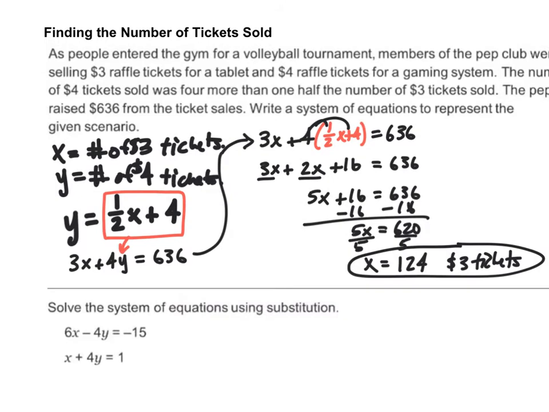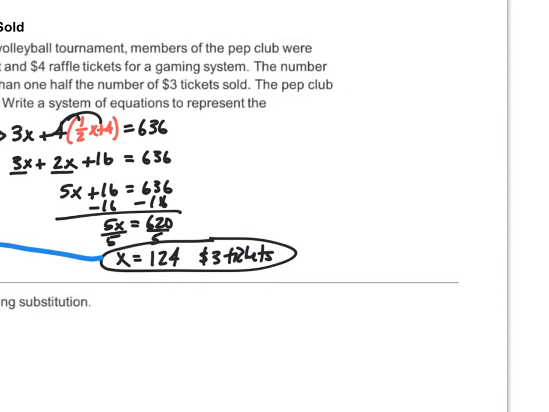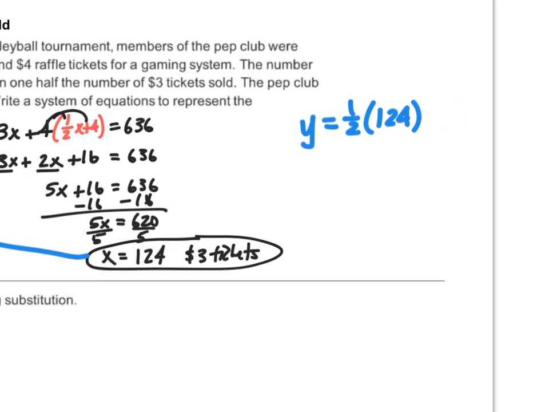Now what I want to find is also the number of $4 tickets. So if I take this value of 124 and plug it into x in my other equation, it'll allow me to solve for y. So I've got y is equal to 1/2 times 124, and then I'm going to add 4 to that. So then I'm going to do a plus 4.